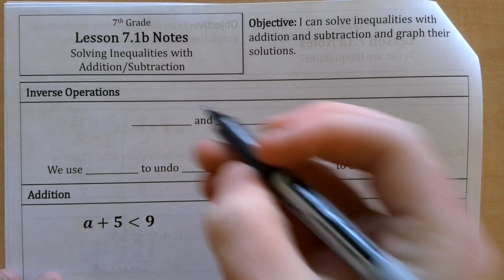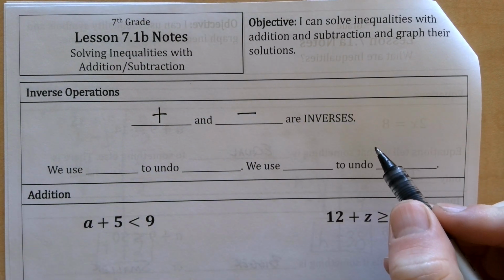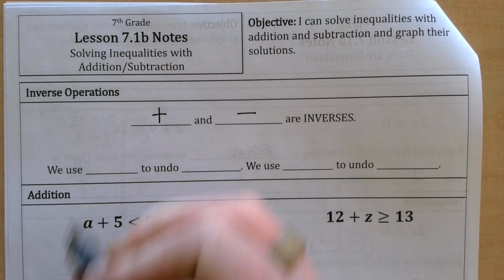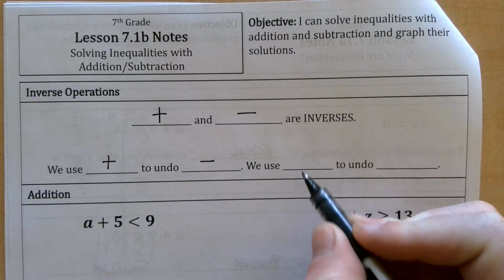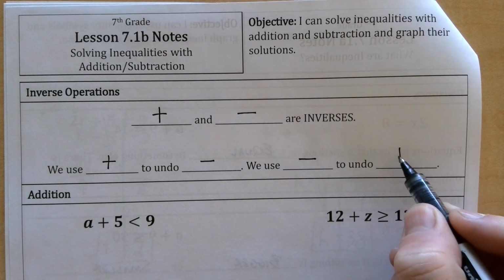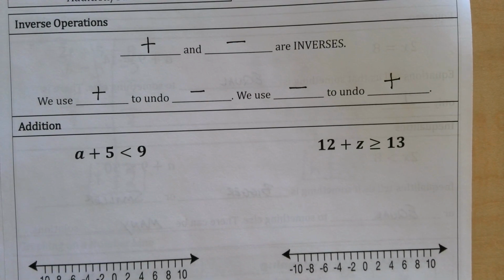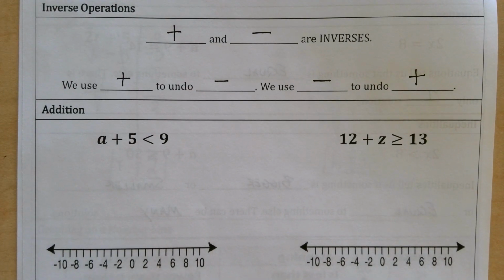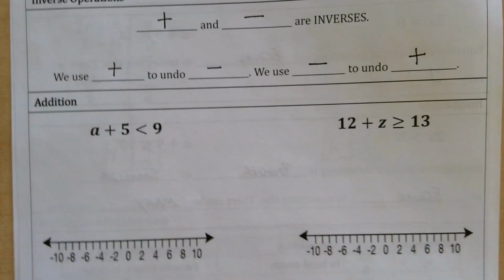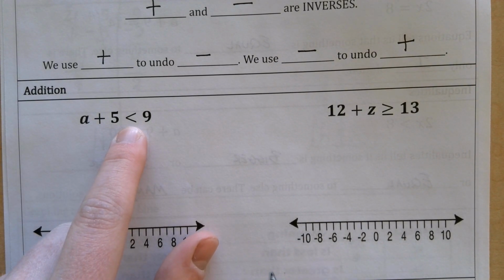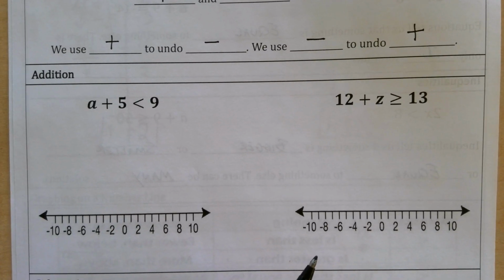Remember that addition and subtraction are inverses. They are opposites of each other. We use addition to undo subtraction, and we use subtraction to undo addition. Now, solving inequalities with addition and subtraction is exactly the same as solving equations, except that instead of an equal sign, there's an inequality symbol, but that is the only difference.